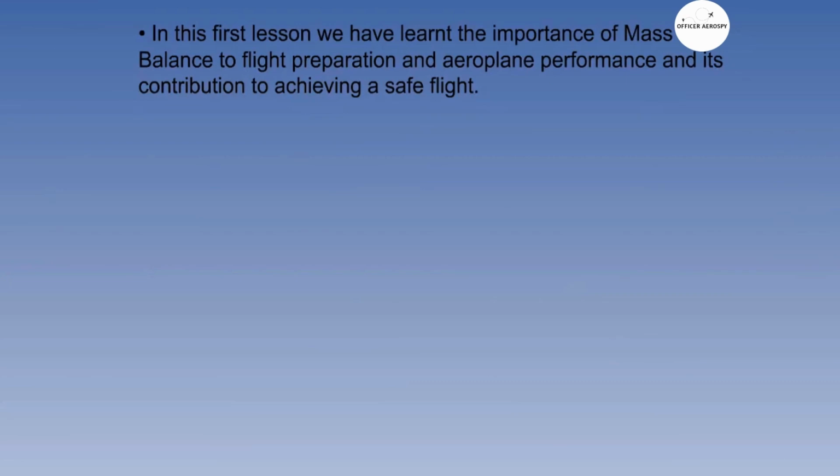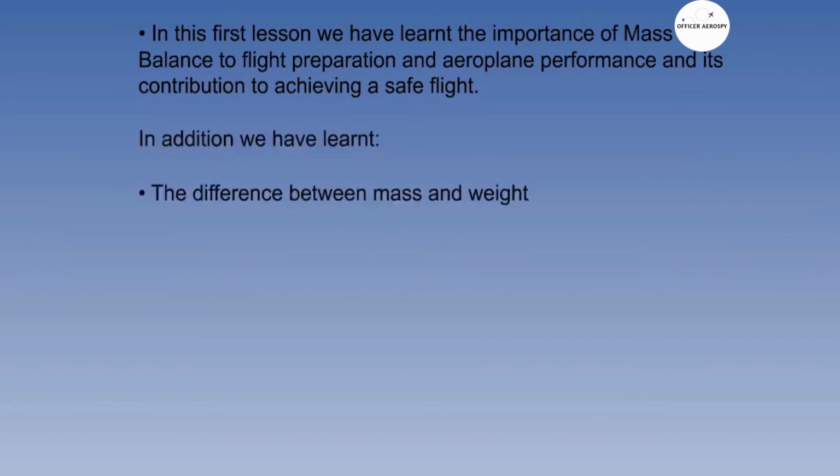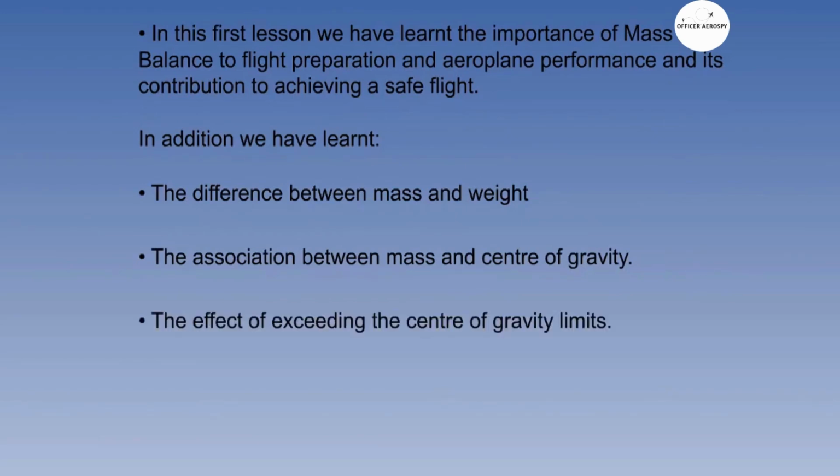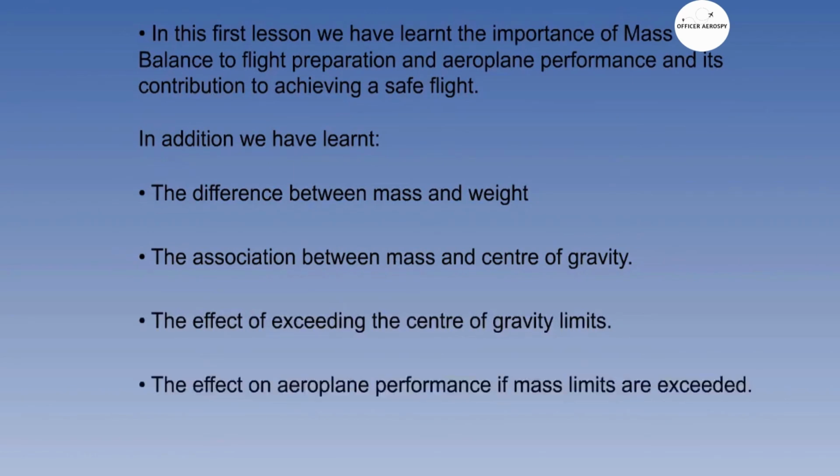So in this lesson, we studied how the increment in drag occurs, as well as how the effects of mass and balance result in changes to airplane performance. In the next lesson, let's understand more comprehensively the association between the mass and the center of gravity. We learnt the difference between mass and weight, the effect of exceeding the center of gravity limits, as well as the effect on airplane performance if the mass limits are exceeded.